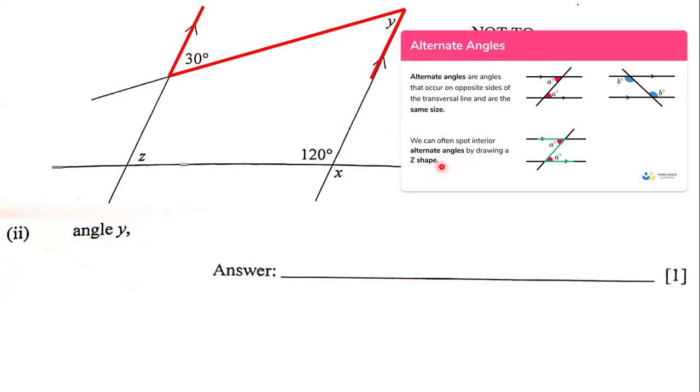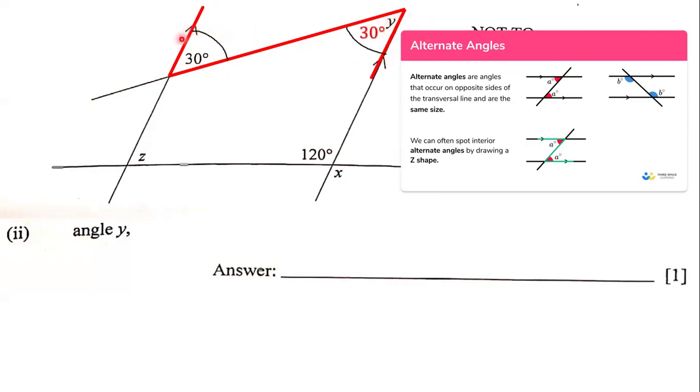But what do we know about alternate angles? Notice that this is angle A and this is another angle, and these two angles are equal. So alternate angles are going to be equal. We can use a Z shape to find them, and they are equal. Alternate angles are equal. Indeed, Y is 30 degrees.